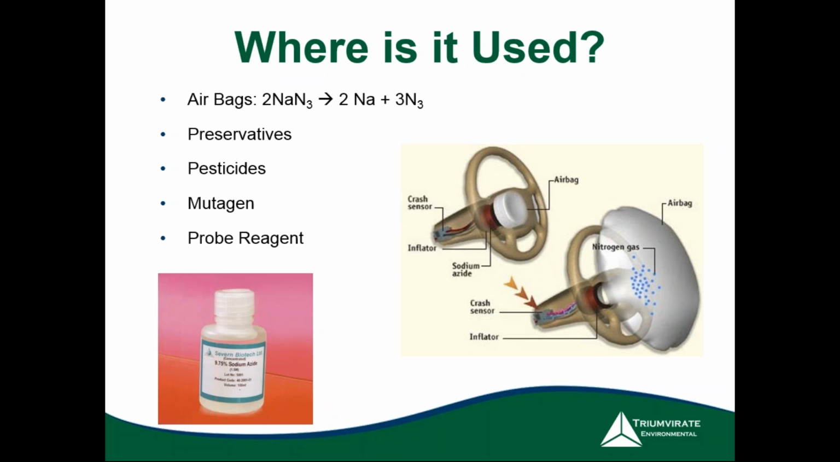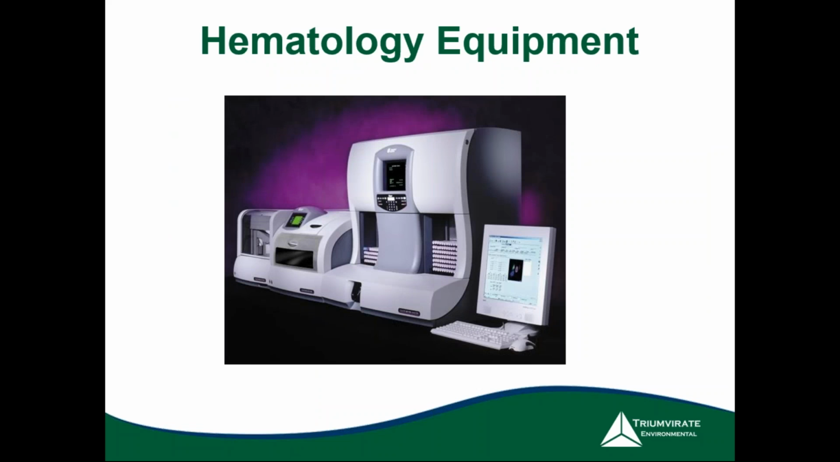But getting back to sodium azide, it's also used as a preservative. It's used in pesticides. It's toxic to most organisms and blocks the cytochrome electron transport system, so it makes it an effective pesticide or mutagen, as well as a chemical probe. It allows chemists to chemically probe by rapidly and reversibly inhibiting a protein or protein domain in cells, so that's how it's used in research. You can also find sodium azide solutions in automated hematology equipment or blood counters. These pieces of equipment utilize sodium azide solutions for their properties as a preservative.